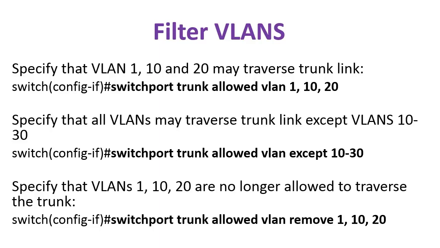And then finally, if you want to specify that VLANs 1, 10, and 20 are no longer allowed to traverse the trunk link, that is, you want to remove them from what you already have programmed, you can do that by typing switchport trunk allowed vlan remove 1,10,20. These are just 3 examples. There are many options you can use, but these are just 3 examples of how you program filtering of VLANs over a trunk link.